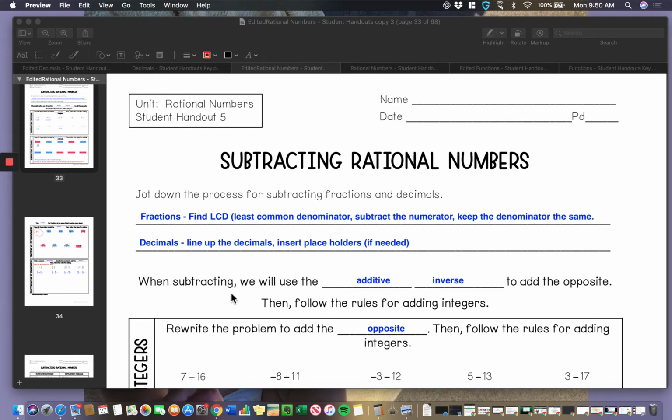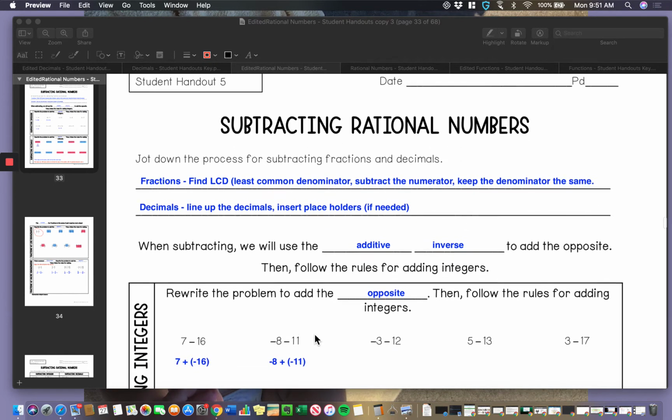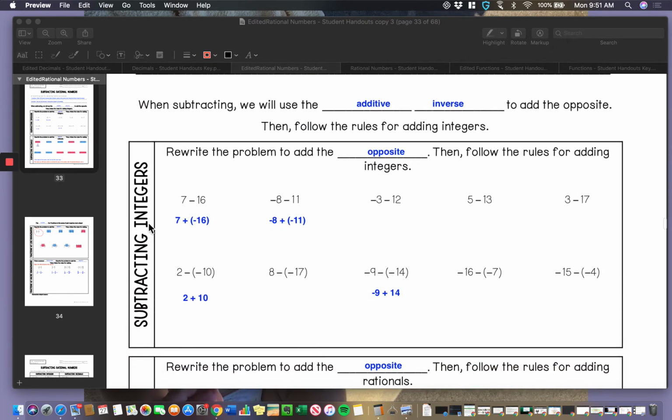So when we are subtracting, we will use additive inverse to add the opposite, and then follow the rules for adding integers. So we are going to be subtracting integers here, but we're going to rewrite the problem to add the opposite and then follow the rules for adding integers.